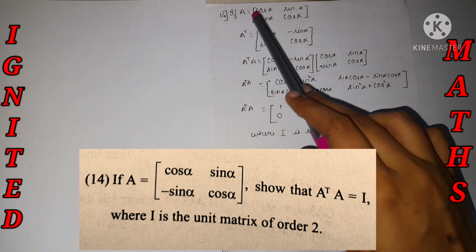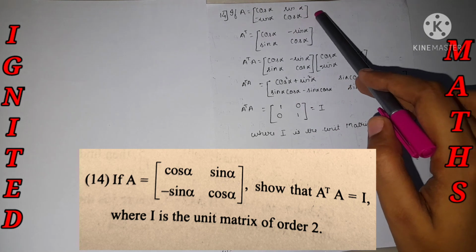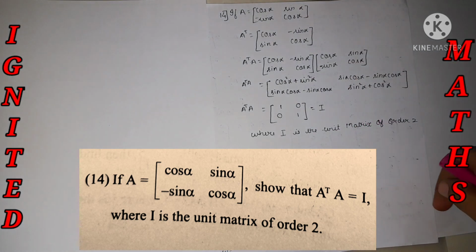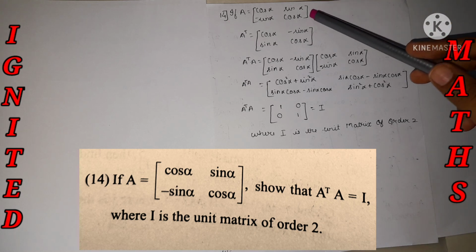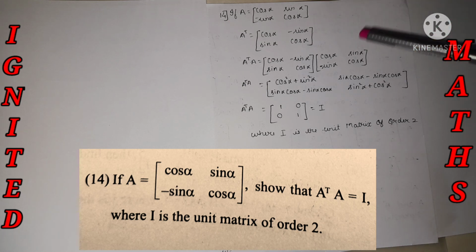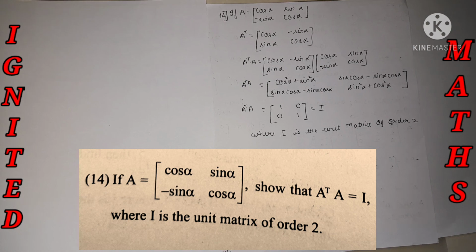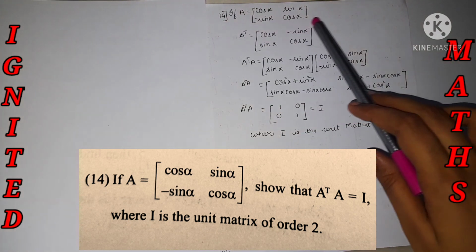Yes, if A is equal to the matrix given, of order 2 cross 2, show that A transpose A is equal to I, where I is a unit matrix of order 2. Yes, what will be the unit matrix? It's nothing but of order 2 cross 2, because according to the question the order is 2. Now what will be the unit matrix? It is nothing but 1 0 0 1. If it is of that form, then it is called a unit matrix, or identity matrix, nothing but the same. Okay, now the A matrix is given.